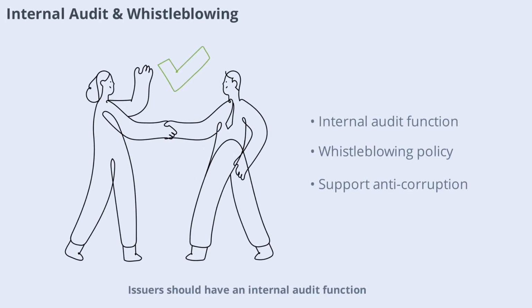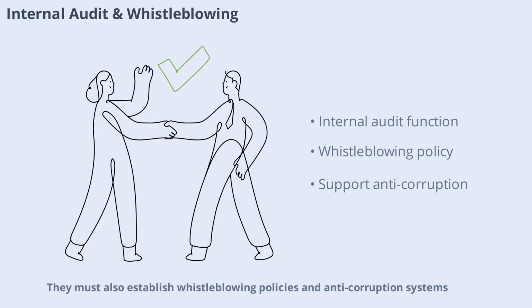Issuers should have an internal audit function or review the need for one annually. They must also establish whistleblowing policies and anti-corruption systems, allowing employees and stakeholders to raise concerns confidentially. These measures support ethical conduct and help identify potential issues early.